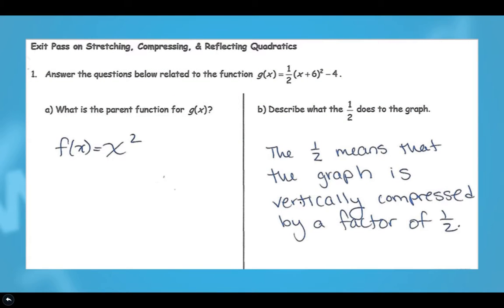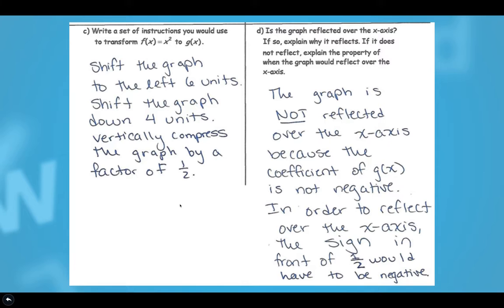Okay, great. Hopefully we did all right with this. Again, this is just a summary of stretching, compressing, and reflecting quadratics. We had that nice little GeoGebra video to help us out.